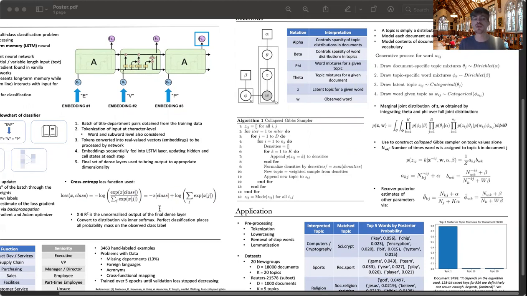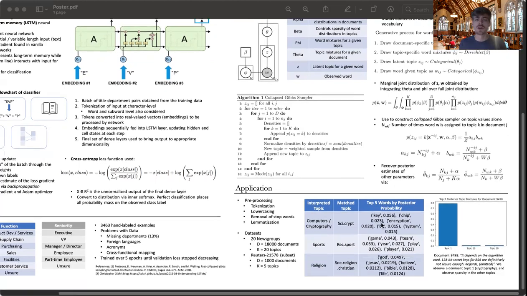Once we have this, we can recover estimates of the per document topic mixture weights theta here, as well as the per topic word distributions phi, which are given in the bottom right here. And so once we have done this, we've pretty much approximately gotten at the full posterior distribution for our LDA model. Moving on to the application here, now that we have the posterior quantities of LDA, what do we actually do with them?